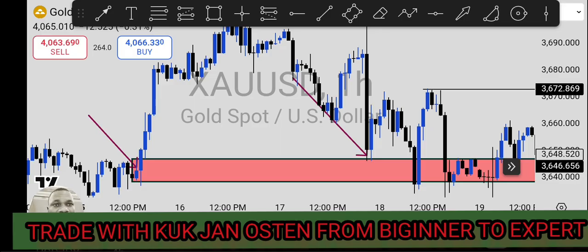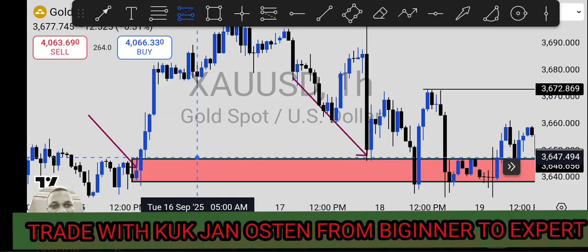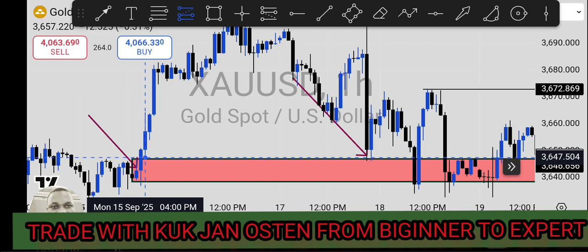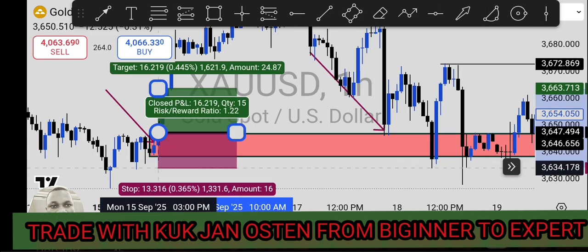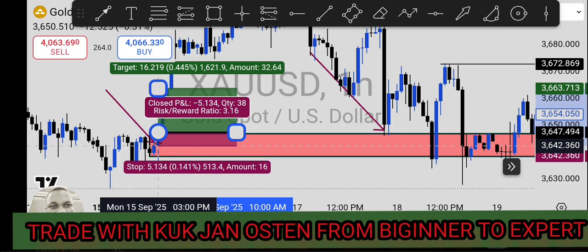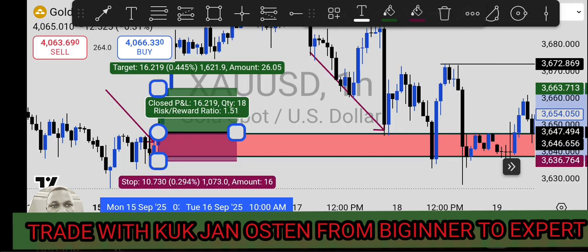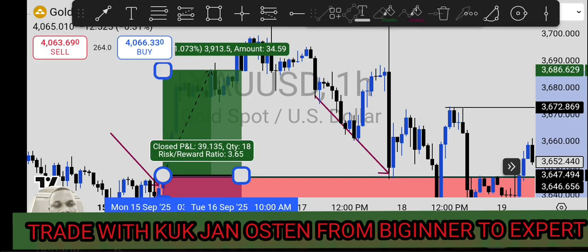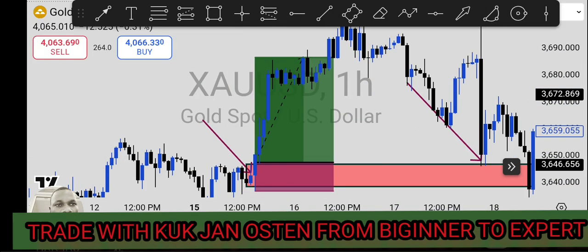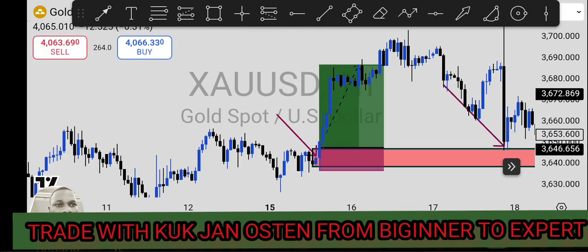So if we enter at the 50%, our stop loss is below our order block. Set your stop loss slightly below the order block, then you set your TP to the nearest imbalance. So what are we going to look for? We are going to look for the imbalance.